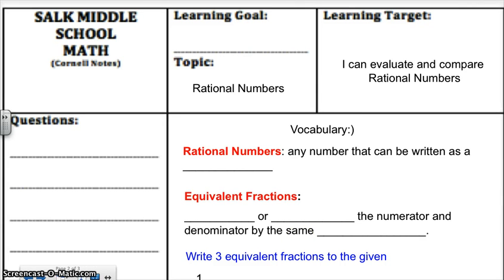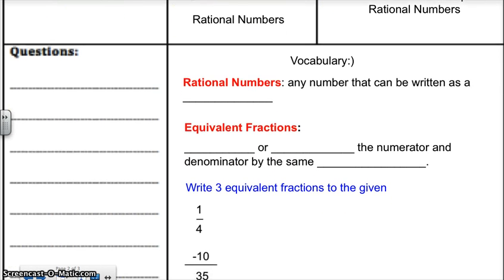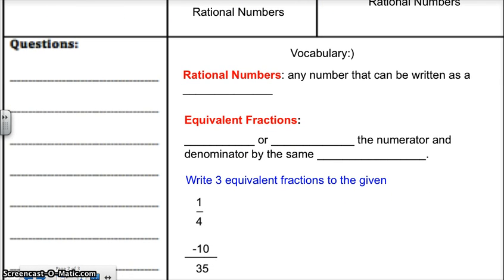We are learning about rational numbers today. Your learning target: you are going to be able to evaluate and compare rational numbers. So, vocab. A rational number is any number that can be written as a fraction, but in math world we use the word quotient. So, any number that can be written as a quotient.